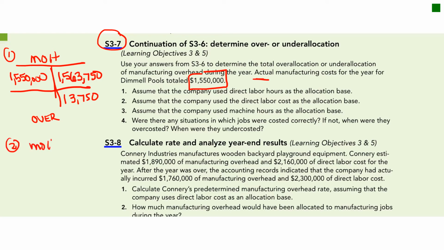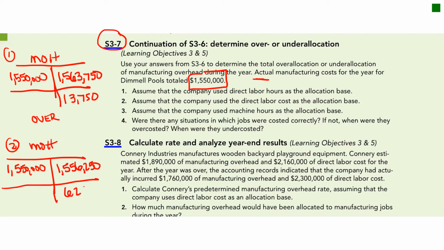Selection number 2, same idea. So we got the manufacturing overhead. You've got the 1,550,000 on the debit side. And remember our allocation we came up with was 1,556,250. So in that case, again, we were over, but we were only over by 6,250. So again, over, but by 6,250.